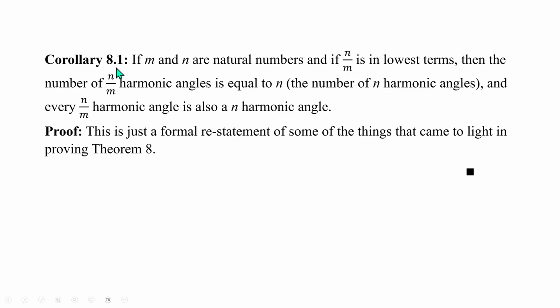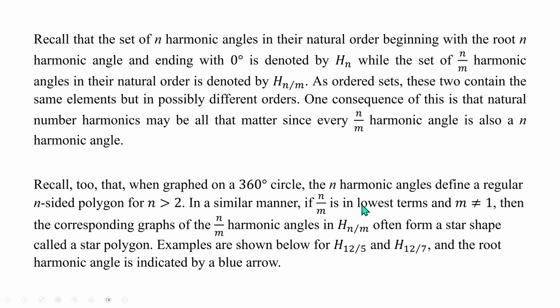Now, let's look at Corollary 8.1. If m and n are natural numbers, and if n over m is in lowest terms, then the number of n over m harmonic angles is equal to n, the number of n harmonic angles, and every n over m harmonic angle is also an n harmonic angle. This is simply a formal restatement of some of the things that came to light in proving Theorem 8. So it's really just another way of looking at Theorem 8.